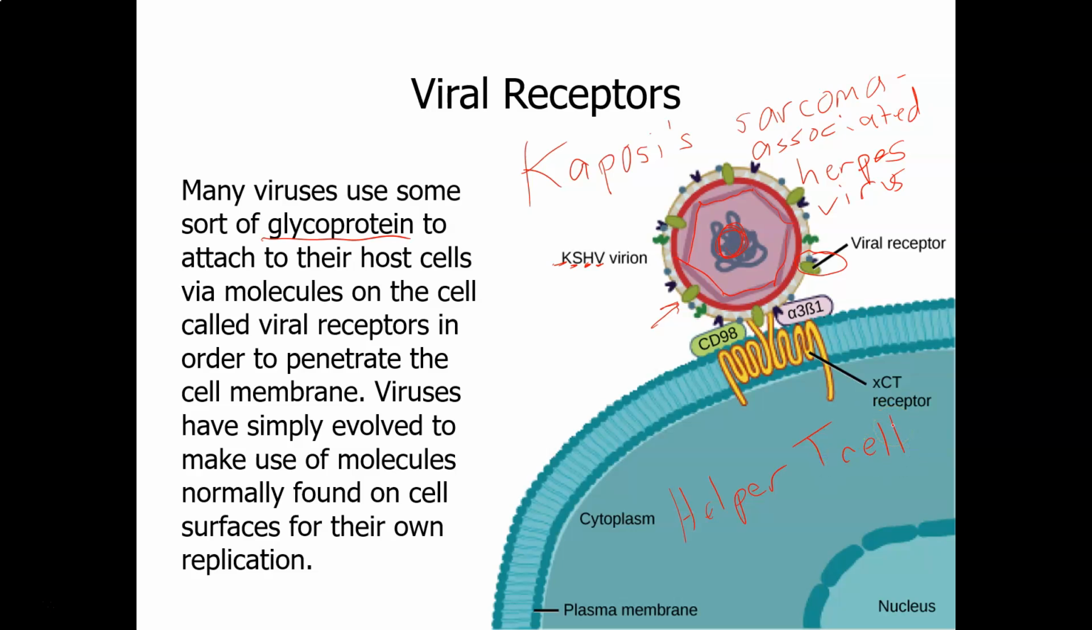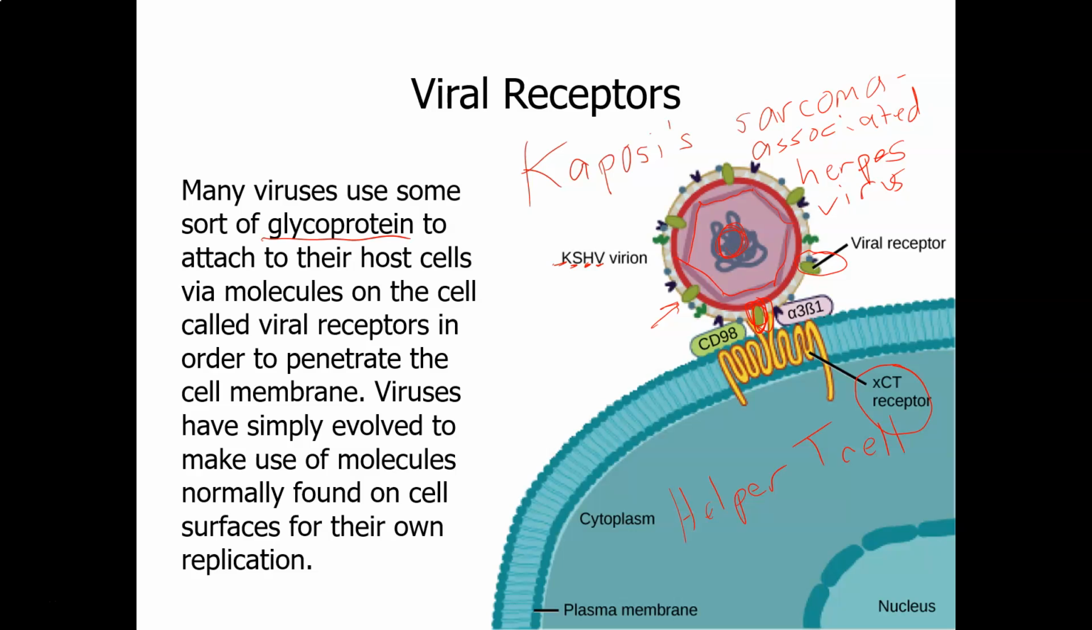Which is just a type of immune system cell. It's a white blood cell. And it also contains a viral receptor called the XCT receptor. And this receptor is what binds to the viral receptor in the virus. So they bind to each other, and then you also have CD98 and alpha-3 beta-1, which attach the virus to the host cell.